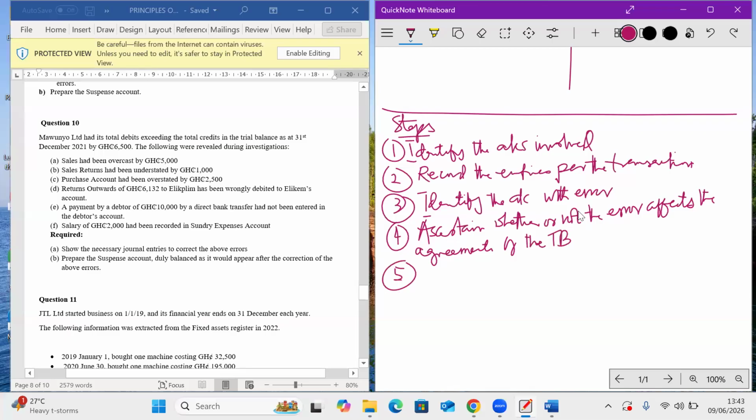5, if error affects the agreements of the trial balance. If error affects trial balance, use suspense to correct it.